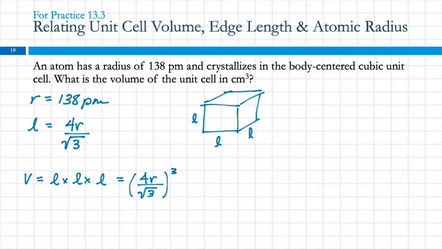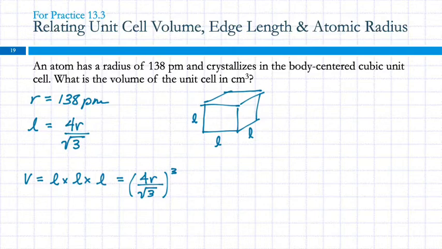They're giving me the radius in picometers. They're asking me for the volume in cubic centimeters. You could calculate the volume in cubic picometers and then convert to cubic centimeters, but I find that a lot of people have trouble with that, even though we learned about it in the first chapter. I think it's easier to convert to centimeters first and then stick it into the equation.